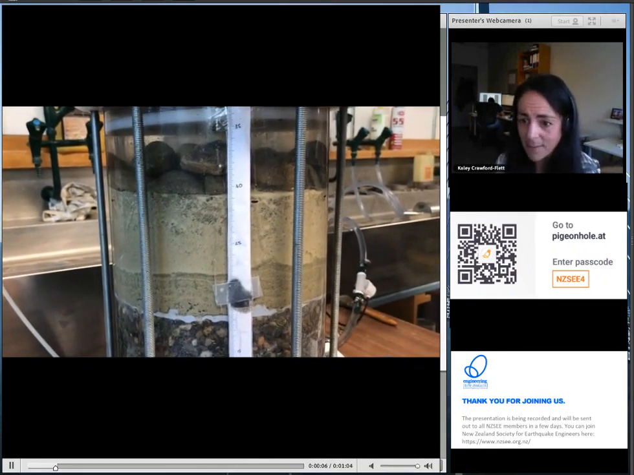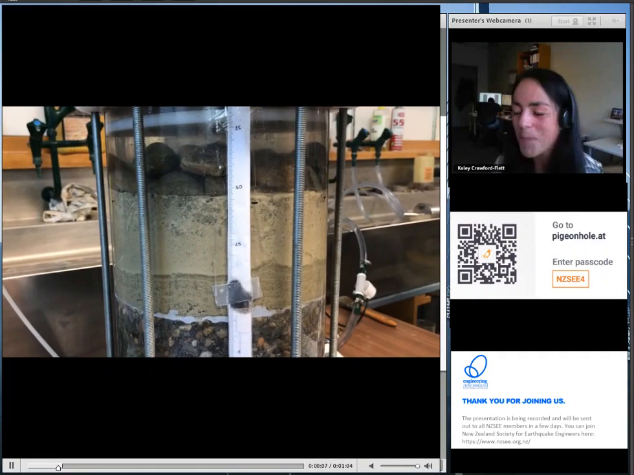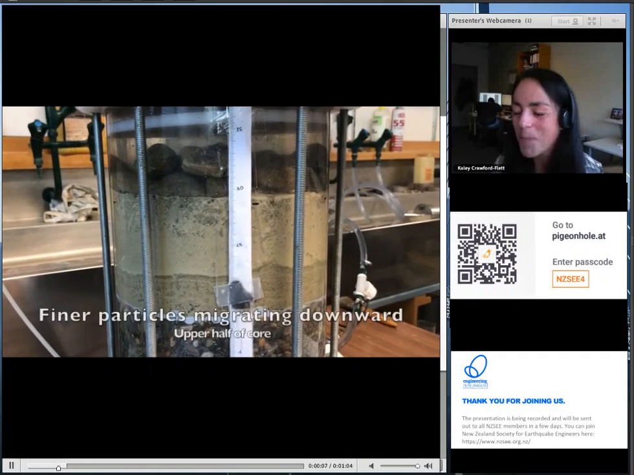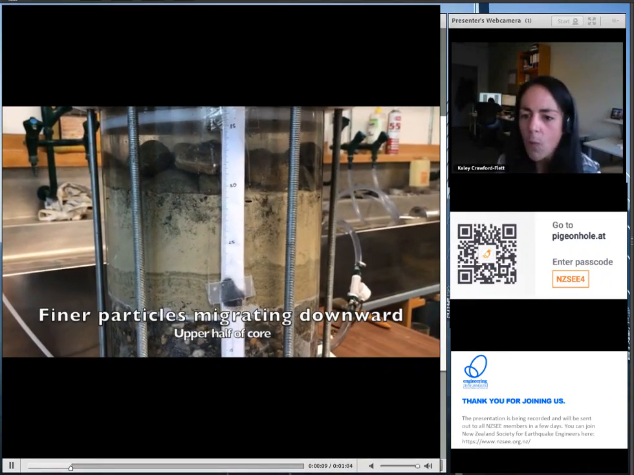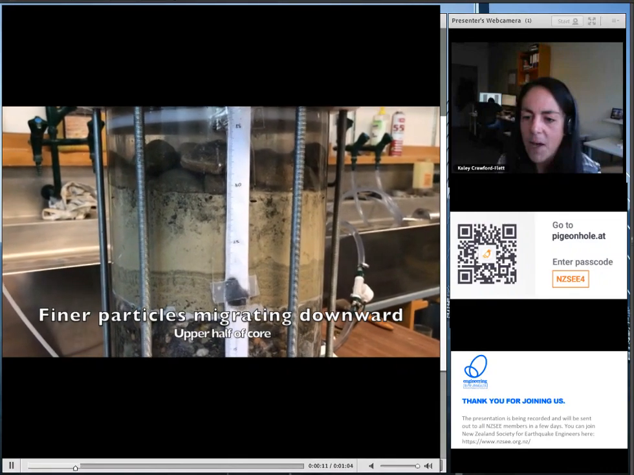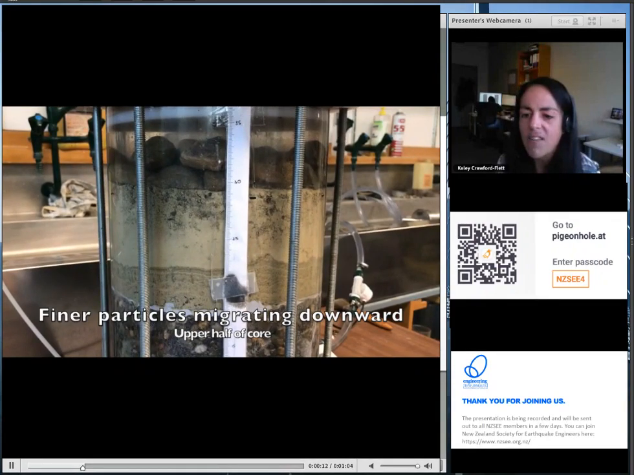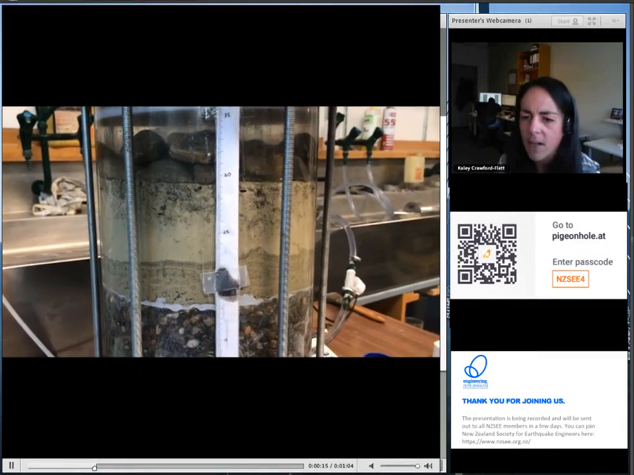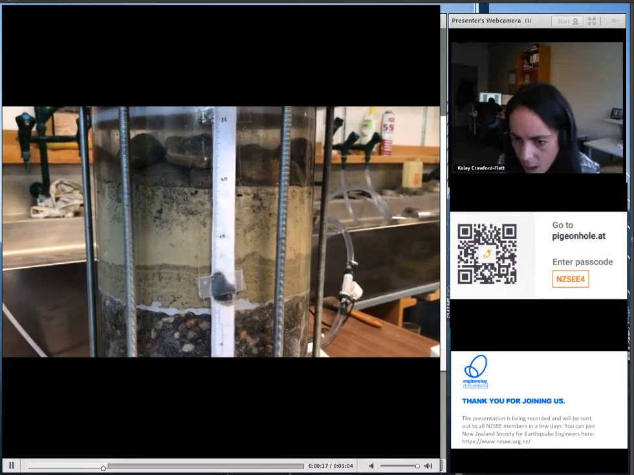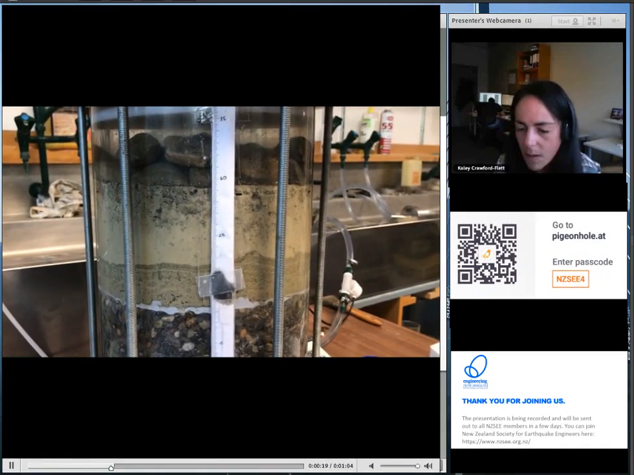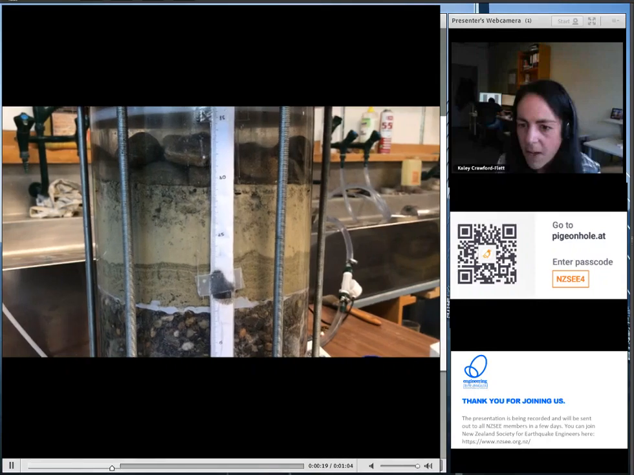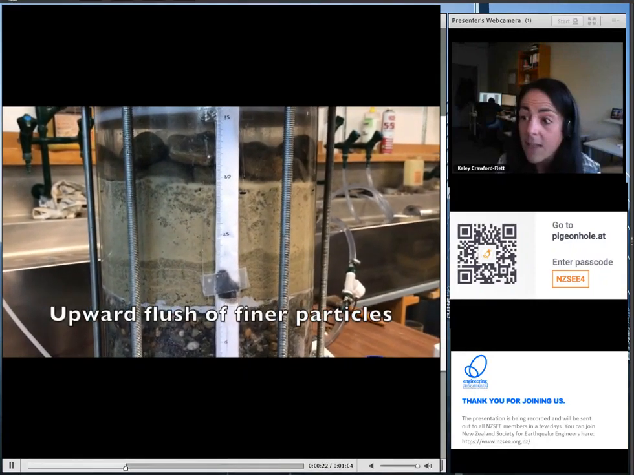You'll see this three times, because I'm never quite sure if people catch this as it happens. So what we're looking at here is particles migrating downwards and sealing against that filter interface in the upper half of the core. And if you look closely, you can see the particles kind of raining down. A little bit of upward flush of the finer particles as something gives and the pressure suddenly changes and things wash out.